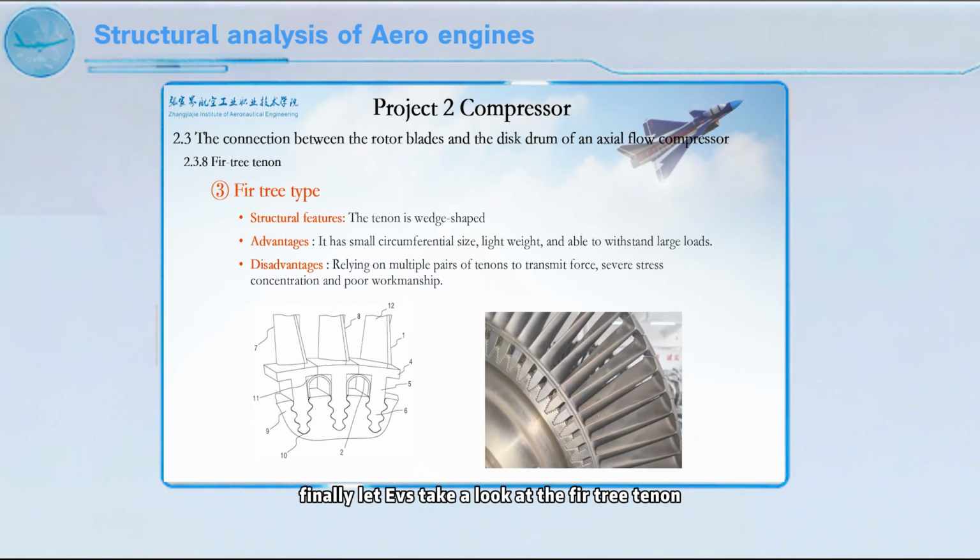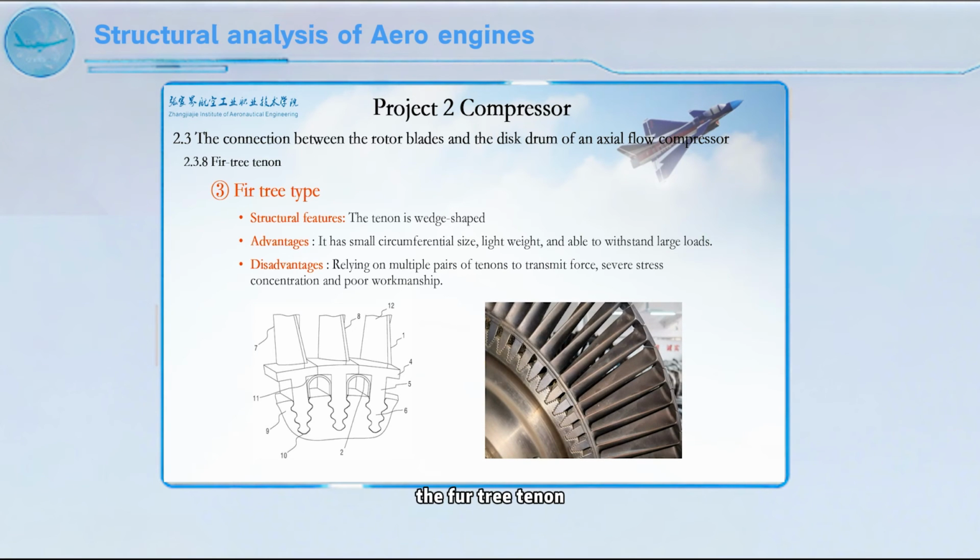Finally, let's take a look at the fir tree tenon. The fir tree tenon is generally wedge-shaped and the tenon groove is inverted wedge-shaped. Compared with other forms of tenons, the fir tree tenon has the advantages of small circumferential size, light weight, and the ability to withstand large loads. However, it relies on multiple pairs of tenon teeth to transmit force, which leads to severe stress concentration and poor processability. Therefore, this type of tenon is rarely used in compressors, only in the first few stages with heavy loads, or the last few stages of high-pressure compressors with high temperatures.